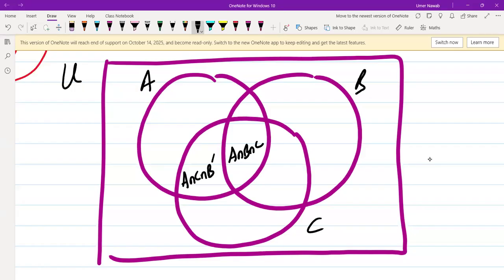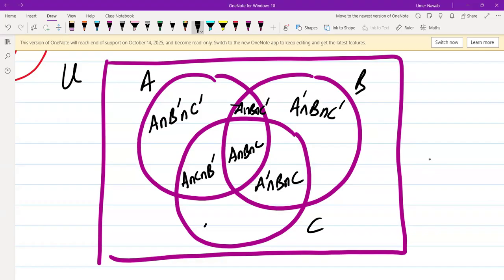Now this part is the common part of B and C, but it is outside of A. I write A complement intersection B intersection C. Now this part is common with A and B, so I write A intersection B, but outside of C. Now this is inside of A, outside of B, and outside of C. This portion is outside of A, inside of B, and outside of C. This portion is outside of A, outside of B, and inside of C. This portion is outside of A, B and C. I can also write it as A union B union C, complement, and apply De Morgan's. You can easily get the result like this.